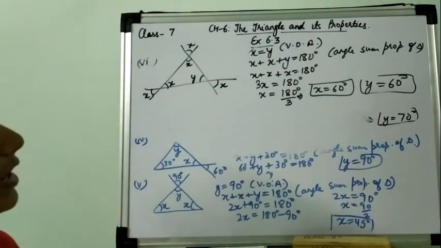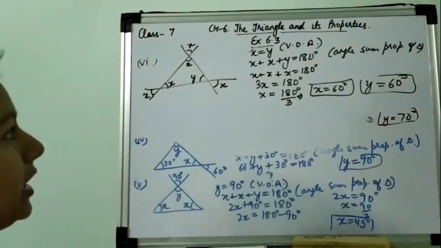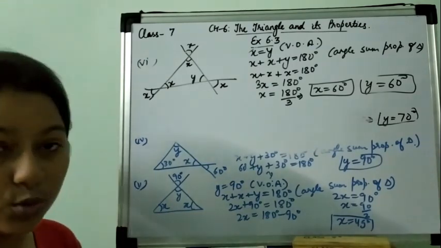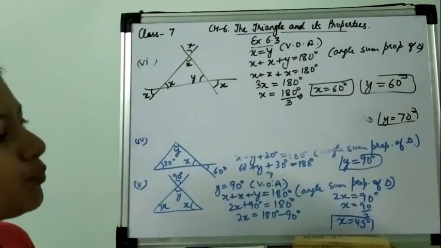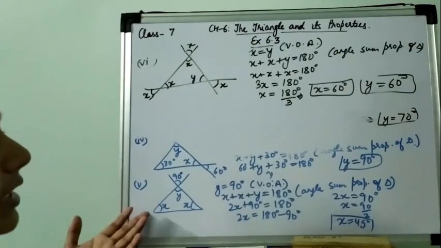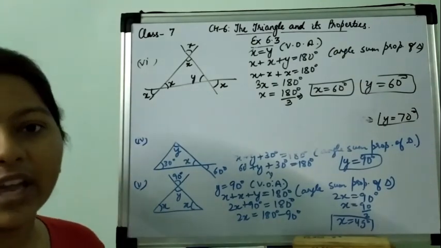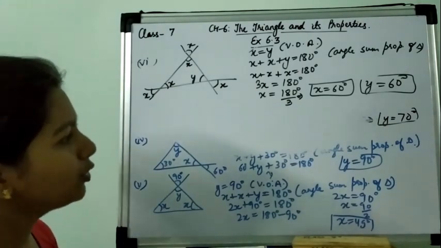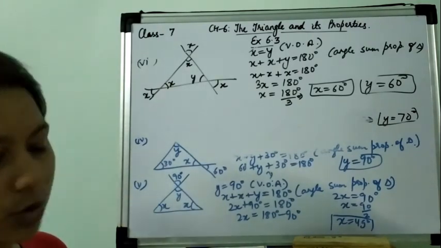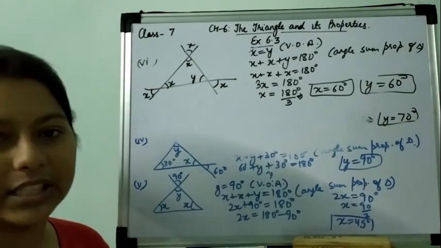So in this way we have completed our exercise 6.3. I hope that how we can use exterior angle property, angle sum property, linear pair and vertically opposite angle to find the value of any unknown angles. So now you all can complete this exercise in your notebook. The next topic we will discuss in our next class.